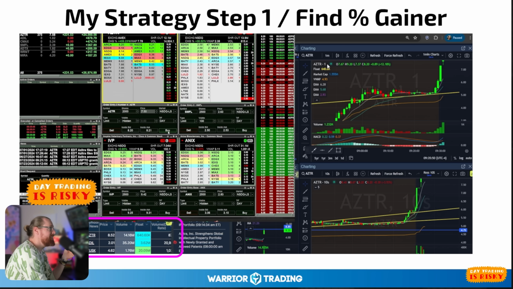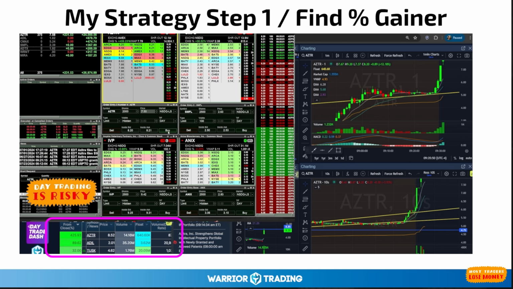Step one is to find a stock that has volatility and is moving quickly. I'm going to close my video here so you can see this circled area on the chart. So this was on Tuesday, and we had AZTR. This is the stock right down here.